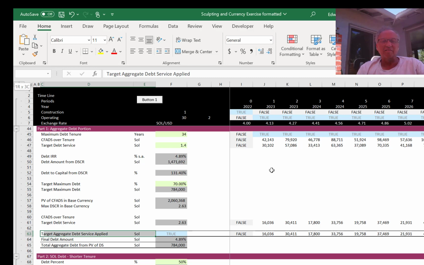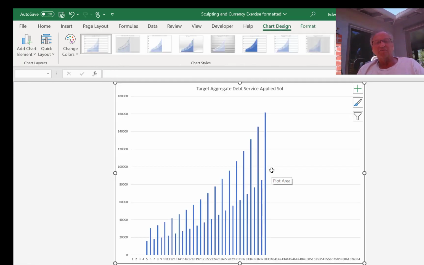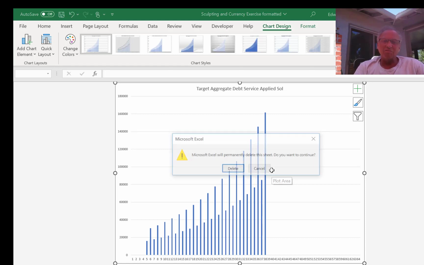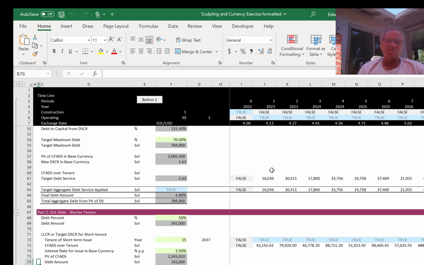How about this? Shift. Let's make a F11 again. Okay, and you can see because it's in soles, it goes up. But don't worry about these patterns, because after we sculpt it and reconvert it to a different currency, it all comes back. Now is the big deal.